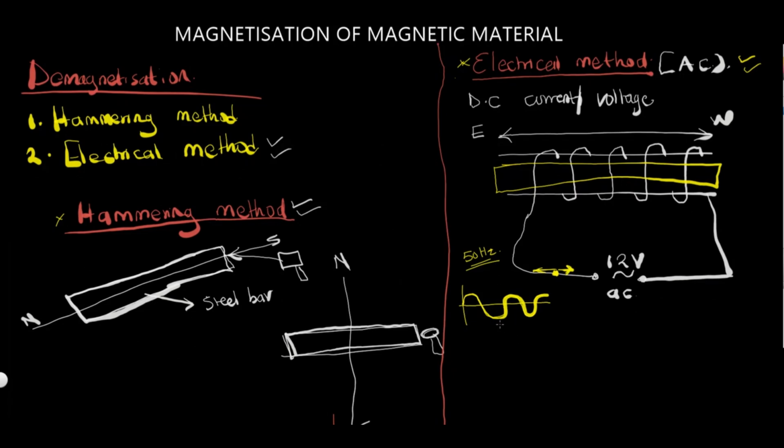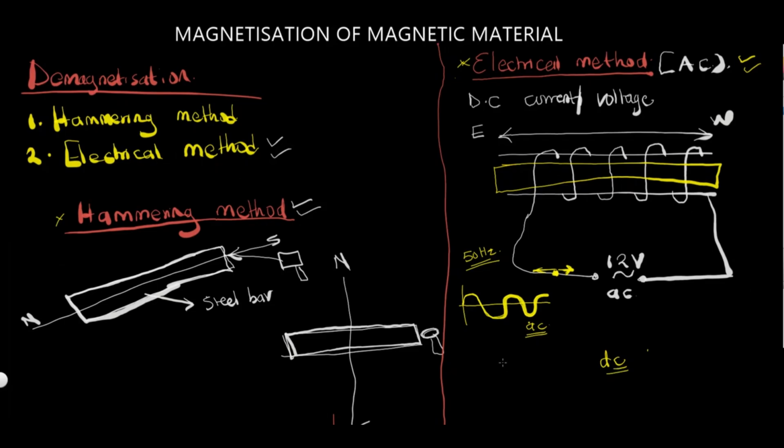That's why during demagnetization we normally use alternating current, and during magnetization we use direct current, because direct current just follows a common path. A direct current will just flow in a straight line, but alternating current will keep on shifting direction.